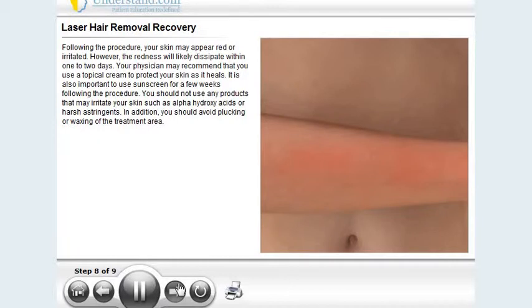Following the procedure, your skin may appear red or irritated. However, the redness will likely dissipate within 1 to 2 days. Your physician may recommend that you use a topical cream to protect your skin as it heals. It is also important to use sunscreen for a few weeks following the procedure. You should not use any products that may irritate your skin, such as alpha-hydroxy acids or harsh astringents. In addition, you should avoid plucking or waxing of the treatment area.